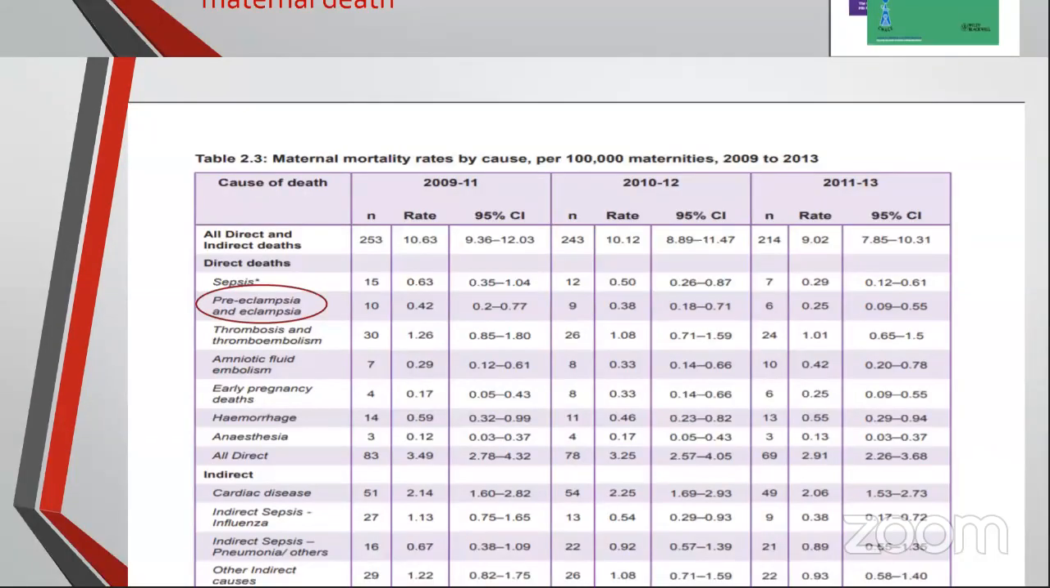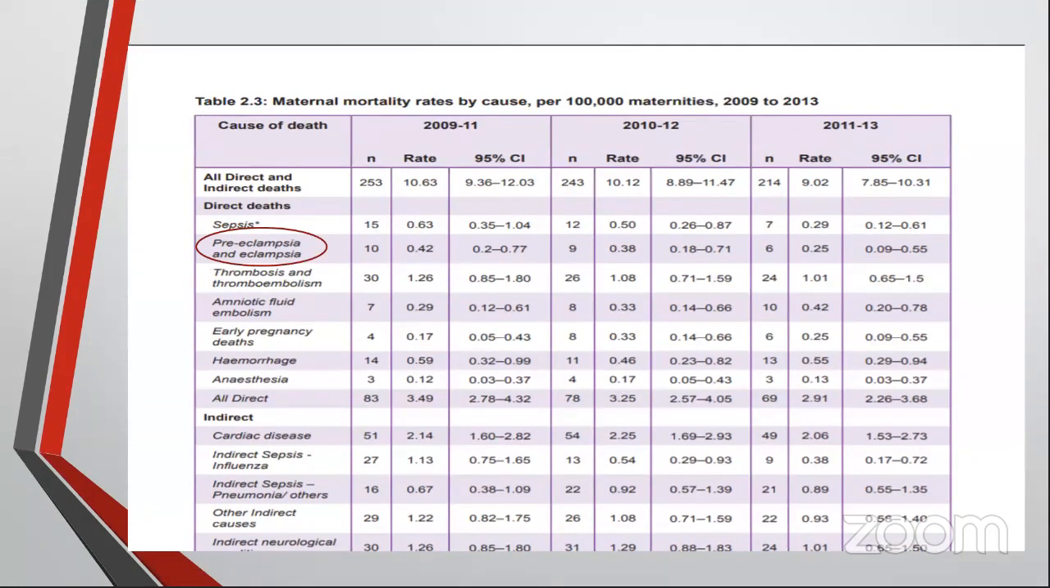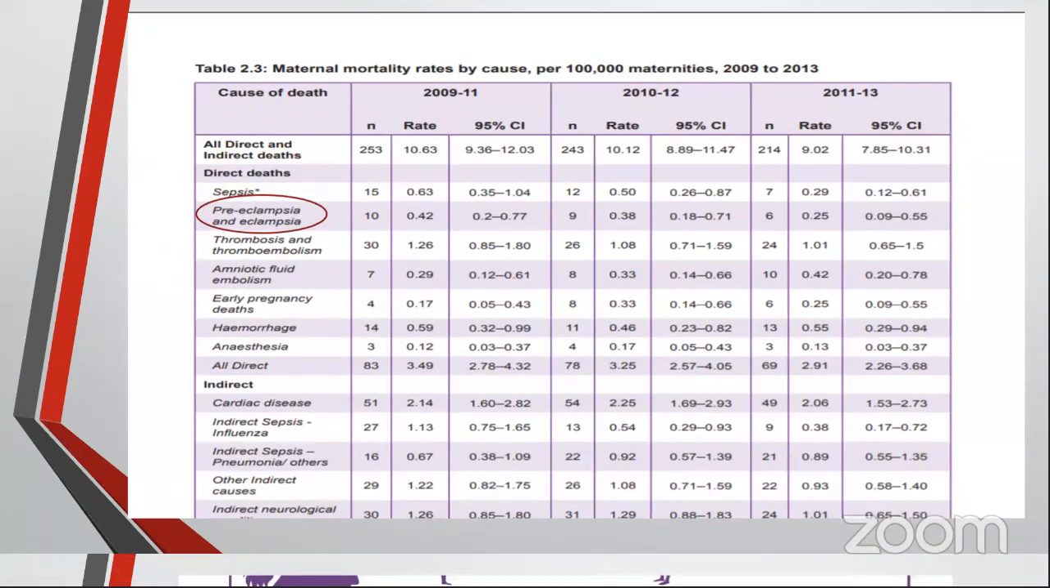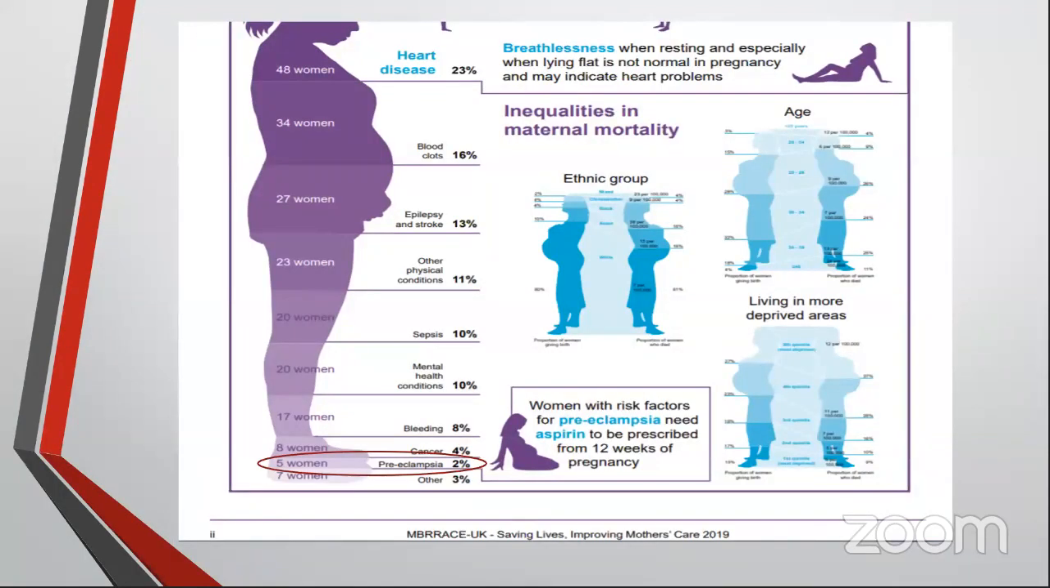This report, from 2009 to 2013, shows how preeclampsia is considered one of the leading causes of maternal death, in spite of interventions made in the effort to decrease maternal death. This is the 2019 report. See, preeclampsia is at the bottom, it is 2%, but still it is one of the leading causes of maternal death.